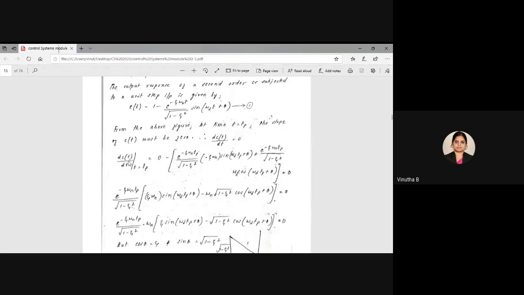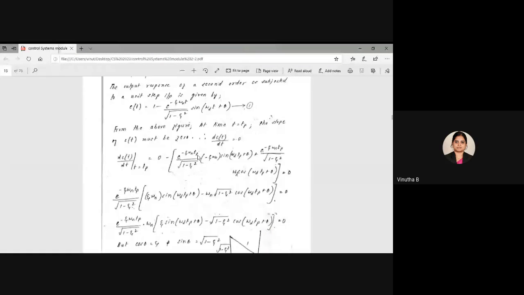So d of c of t by dt at t is equal to tp is equal to, the differentiation of 1, which is a constant, is 0, minus, and here you can apply the formula for differentiation of u into v, that is u into dv by dt plus v into du by dt. So you have to apply that. Here consider this to be one term and this to be the other term. So this I'm going to now differentiate. So e to the power minus zeta omega n into tp.